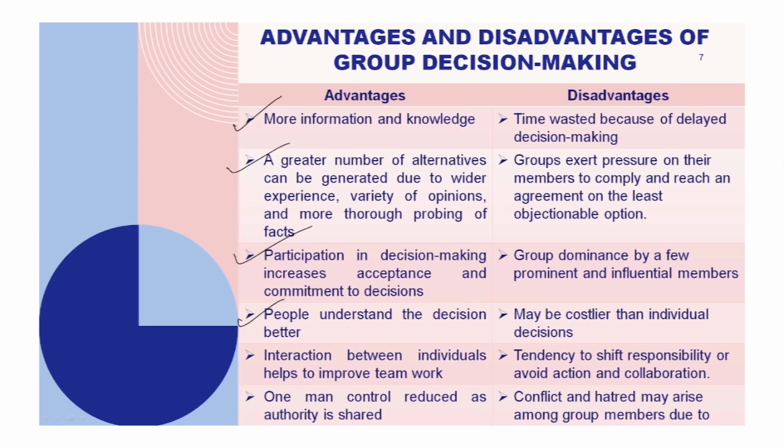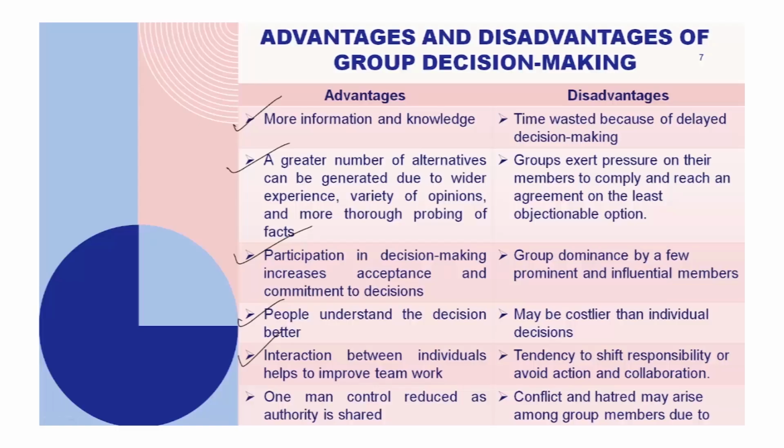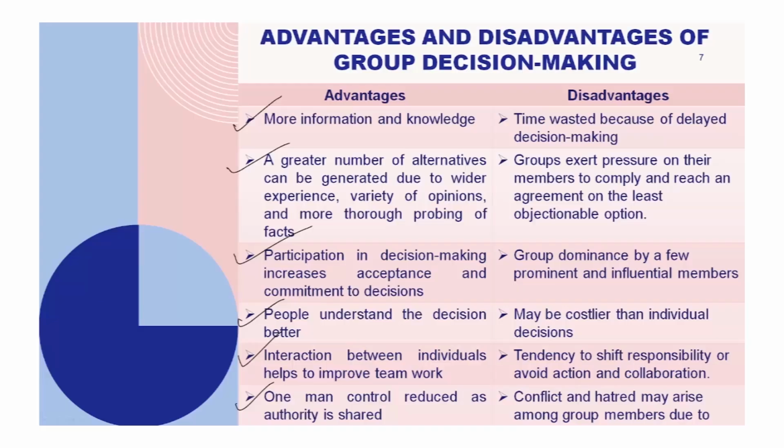When you are working as an individual employee, you start feeling boredom when you are taking the decision at the individual level. Whereas when you are working with the group, the chances are that your performance within the group will be enhanced. And one of the limitations is that one man control is reduced as the authority is shared. An individual person takes the decision based on his or her own will, whereas in the group the decision making is shared.